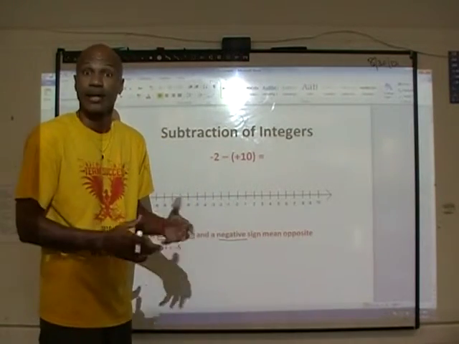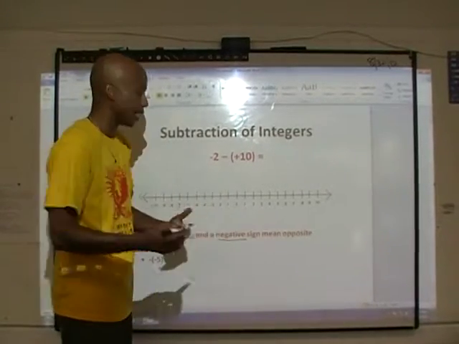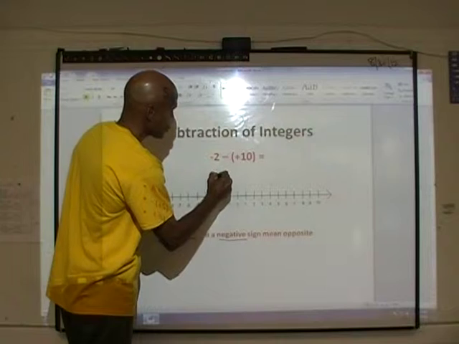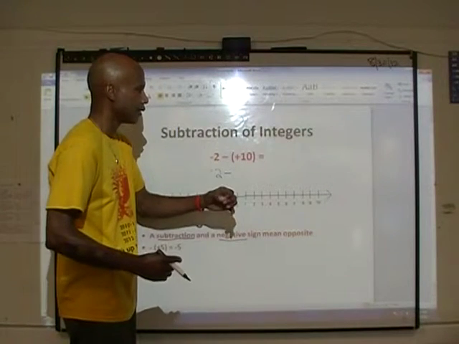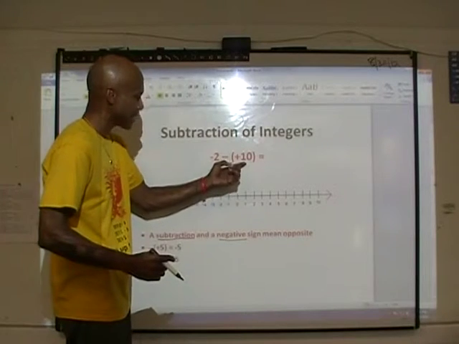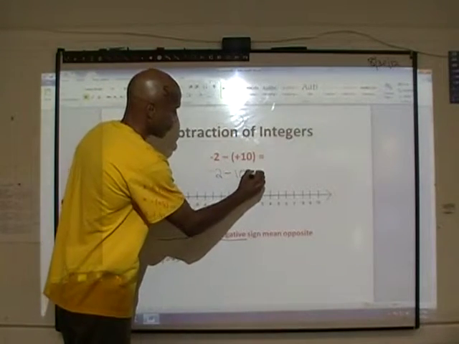So now let's take a look at this example once again. I'm going to simplify it and rewrite it. Negative 2 minus a positive 10. Minus a positive 10, I look back here, is minus 10.